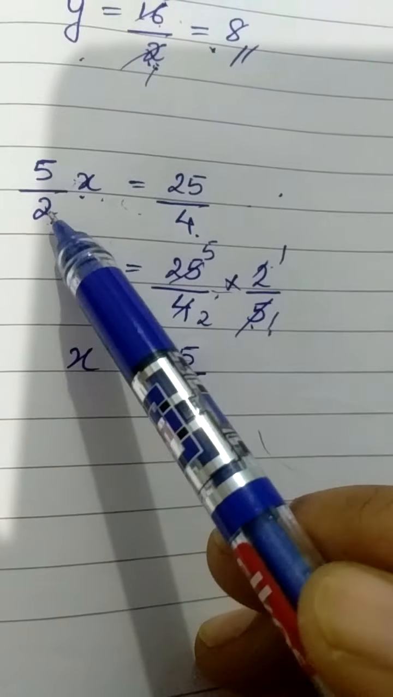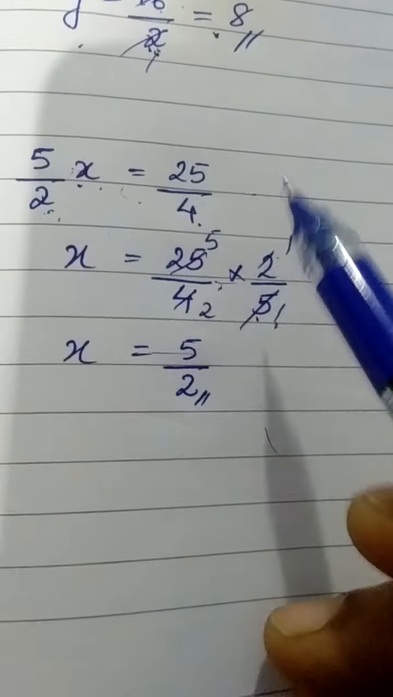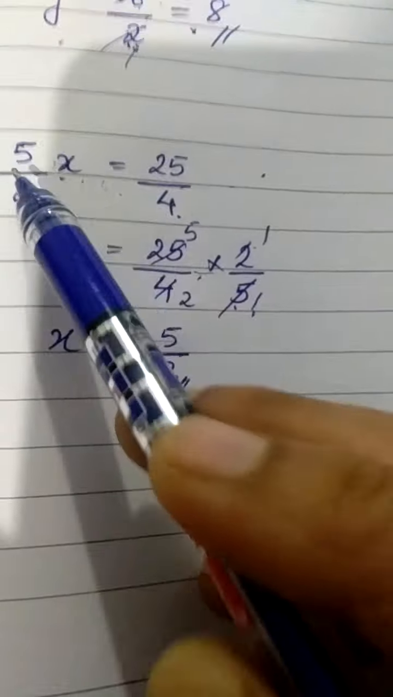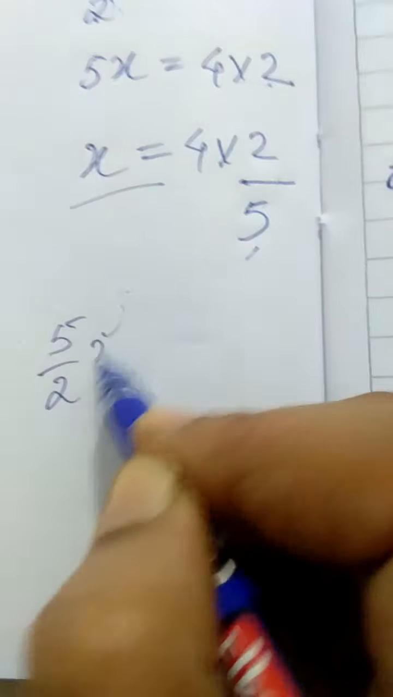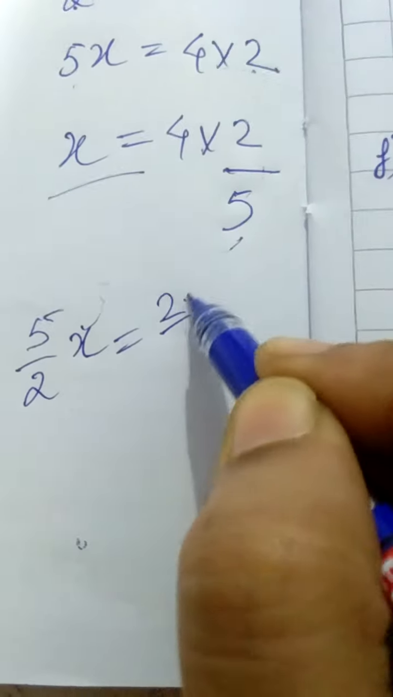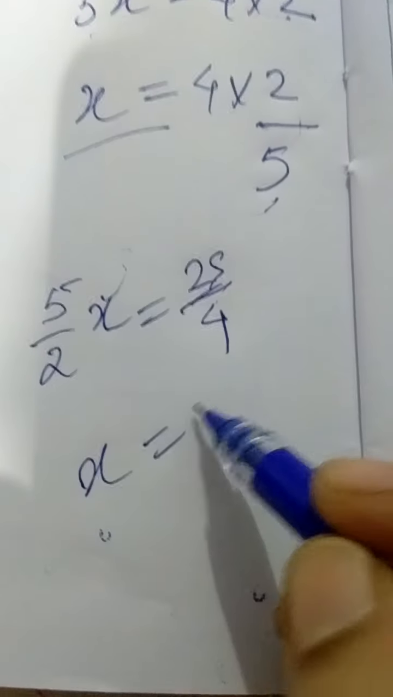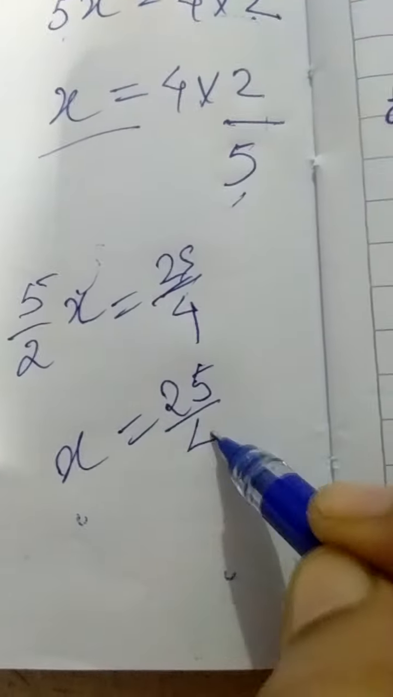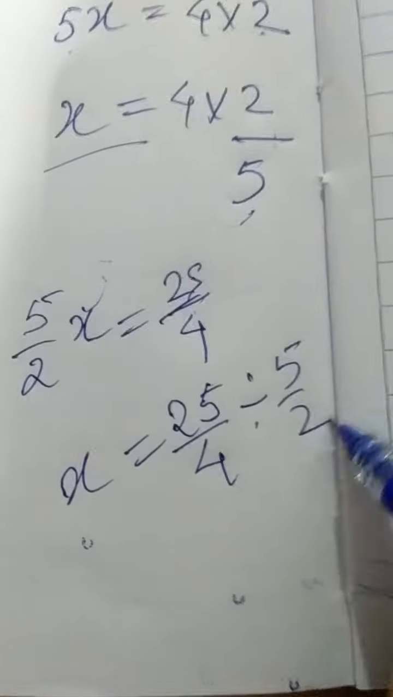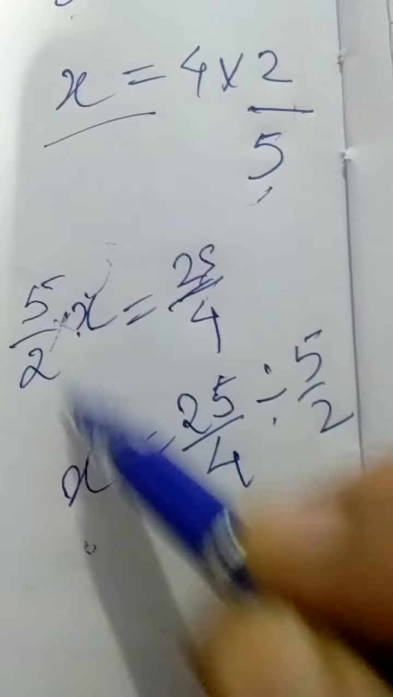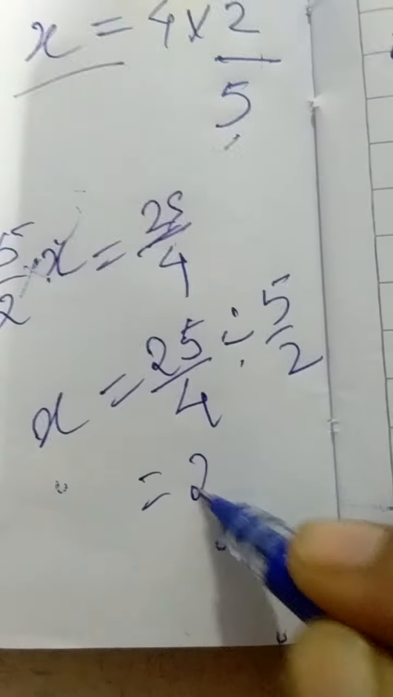So 5 upon 2, here we are reciprocating, that means we have changed the operation. Got it? Because here it is in multiplication, 5 by 2. If I give you an example, 5 by 2 x is equal to 25 upon 4, children. Here it is in multiplication, that means when you change the side, it will become what? 25 upon 4 divided by 5 upon 2. Are you getting me? Because here it is in multiplication. So when you change the side, what happens? Divide. So what will happen? You know the rule for division, 25 upon 4 into 2 upon 5.